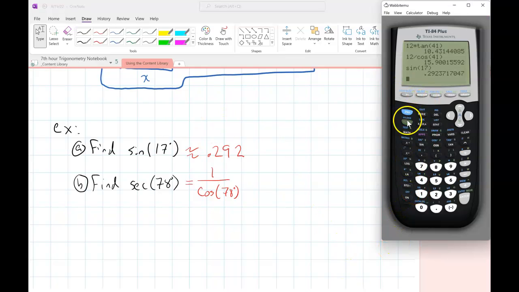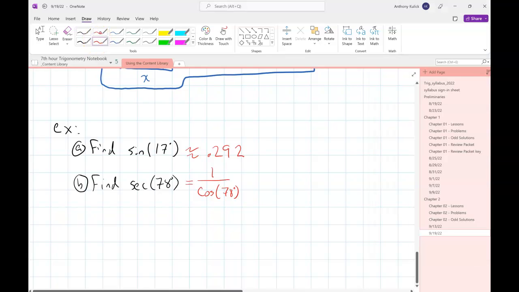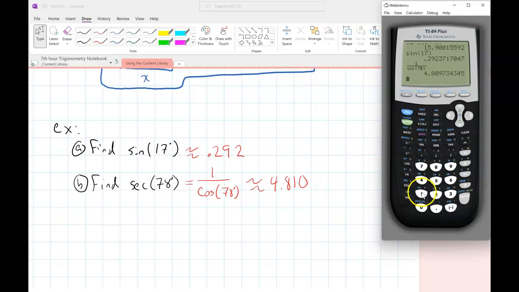So you could do this a number of ways. You could do alpha y equals, and then use the fraction command there, the first one, and write it as 1 over cosine 78. And you get about 4810. Also worth pointing out, you could do just 1 divided by cosine 78. That'll give you the same answer. You could write it that way.